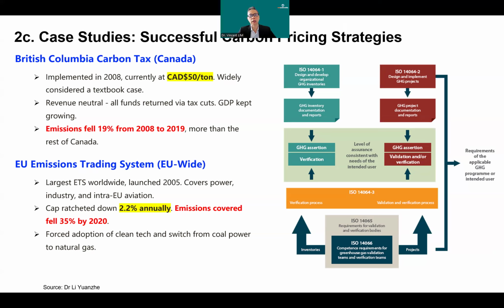British Columbia carbon tax in Canada was done in 2008. It was a textbook case. It was really good, right? It reduced quite a bit of emission. The EU emission trading scheme is the biggest, the best exchange in the world, in my personal opinion. And it dropped emission by like 35%.